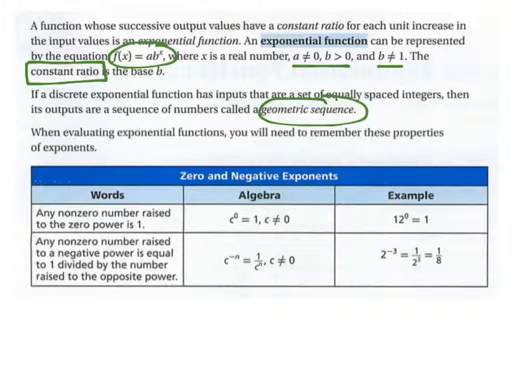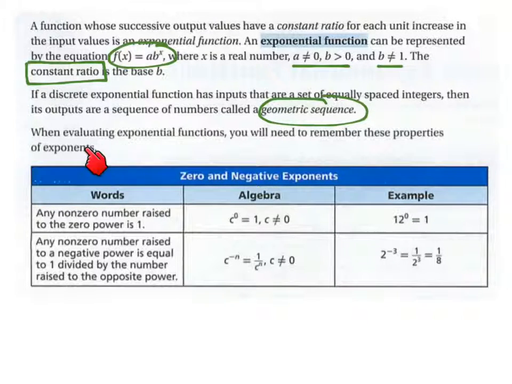Okay, if it has inputs that are equally spaced integers, then the outputs are a sequence of numbers called a geometric sequence. You learned about arithmetic sequences before, where you were merely adding or subtracting a certain amount. Well, now you're multiplying by a certain amount, whether that's a whole number or a fraction. You're multiplying by a certain amount, and that makes it a geometric sequence.